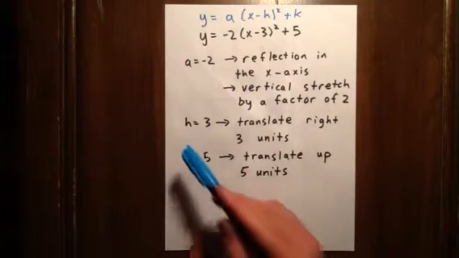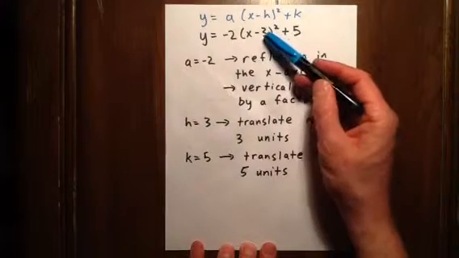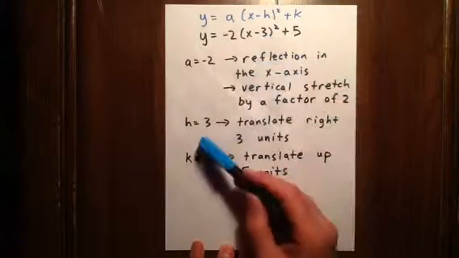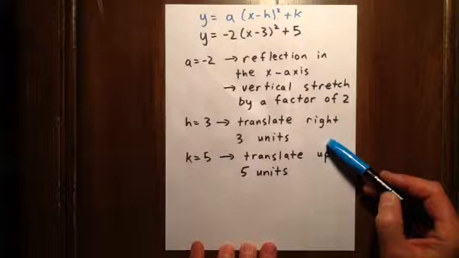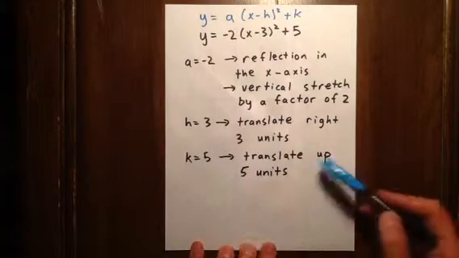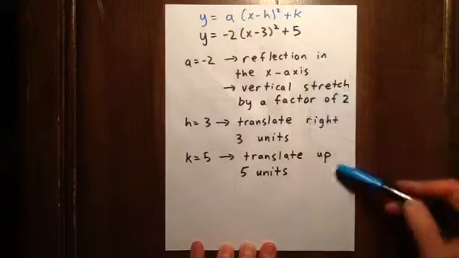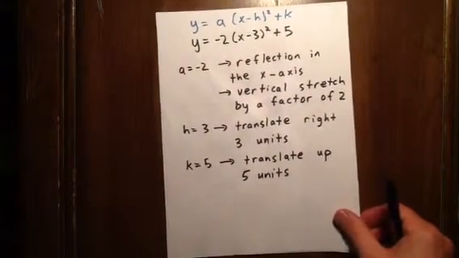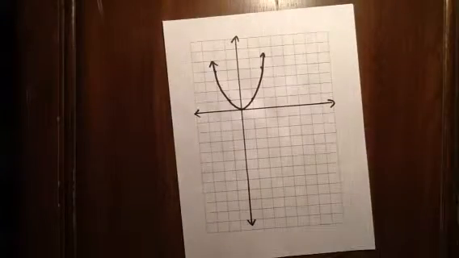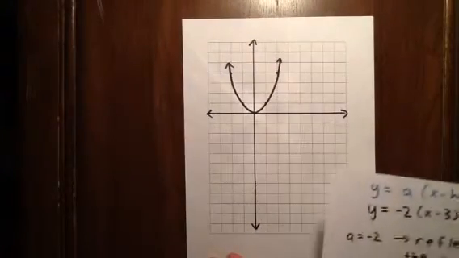Okay? Well, we also have an h value of 3. When you have an h value of 3, that means we translate right 3 units. And finally we have a k value of 5, and that means we translate up 5 units. Okay? So we're going to go now to our graph, and we're going to see if we can graph each of these step by step.